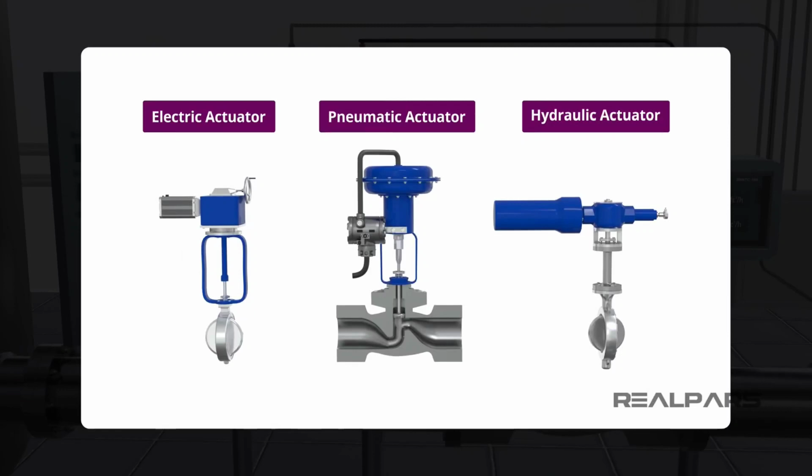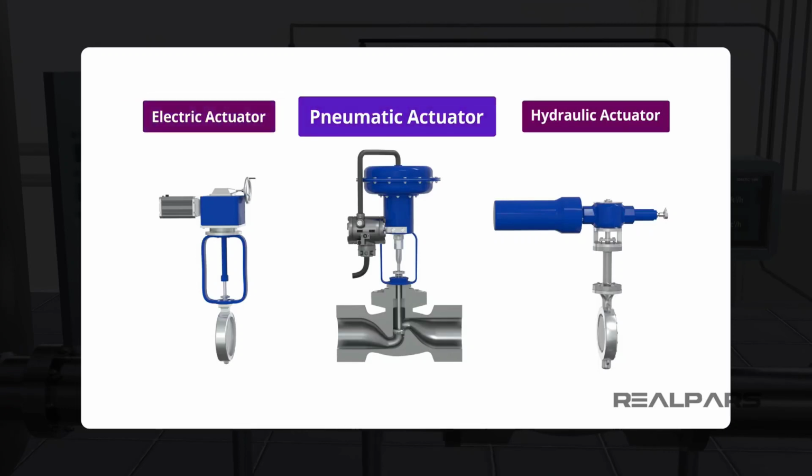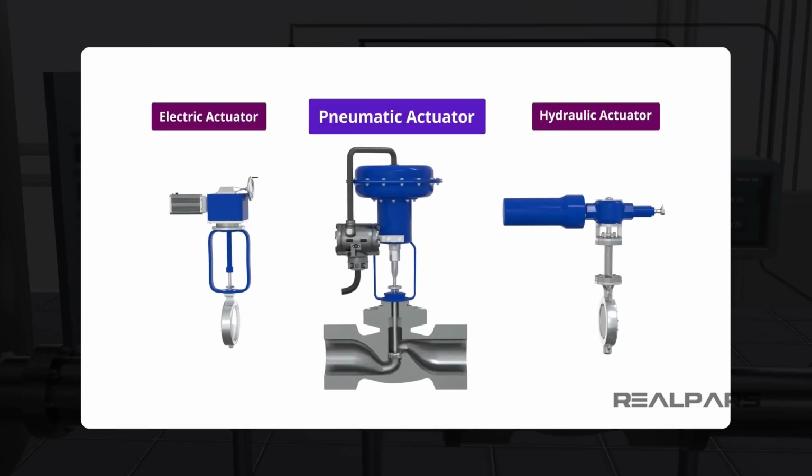The actuator is the device connected to the valve through the valve stem that provides the force required to move the valve. As we said earlier, the actuator can be controlled electrically, pneumatically, or hydraulically. The most common and the most reliable is the pneumatic actuator.